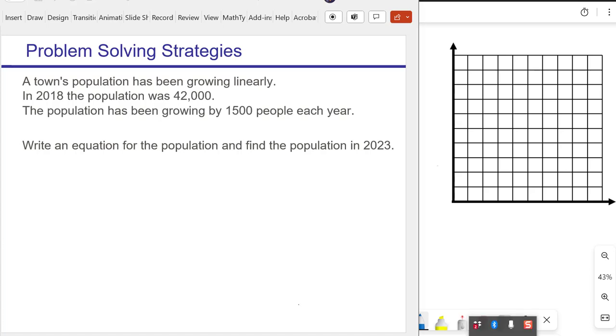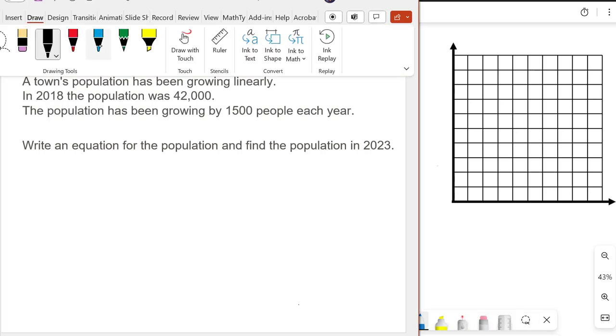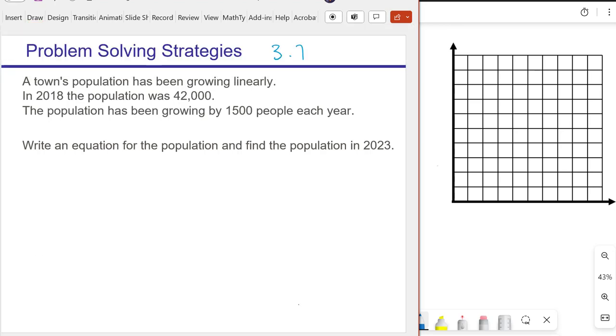All right, class, this is part 2 of our lesson 3.7 on problem solving strategies. So I'm going to actually start this from the beginning of this lesson, 3.7. So we have a town population that's growing linearly. In 2018, the population was 42,000 people. The population has been growing by 1,500 people per year. Now, they're asking us to write an equation and answer a question about the population.